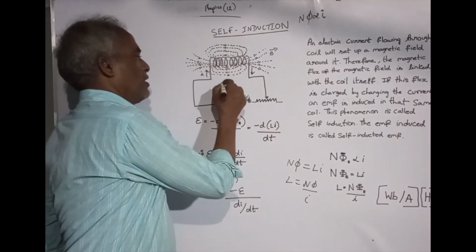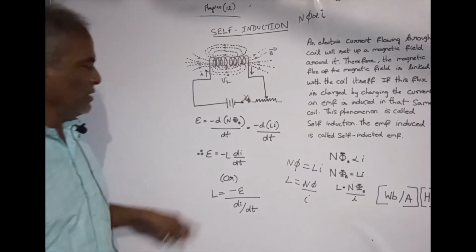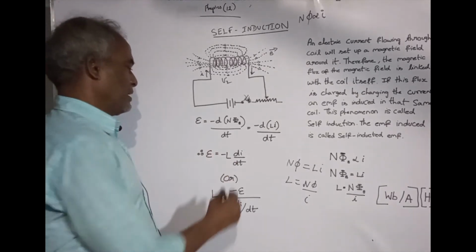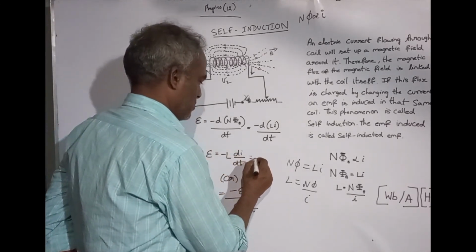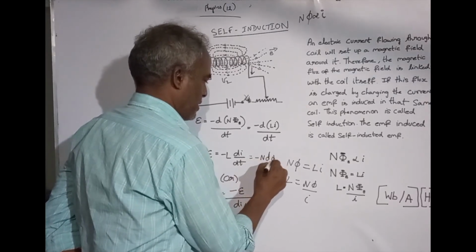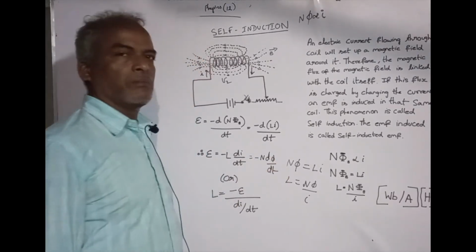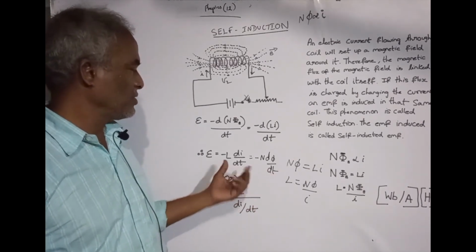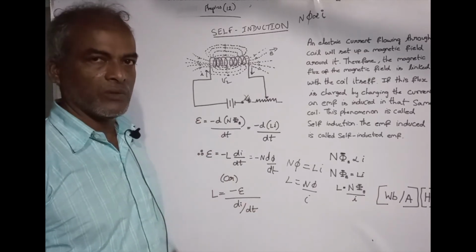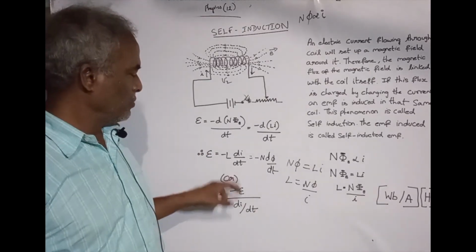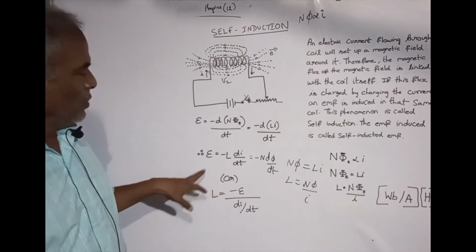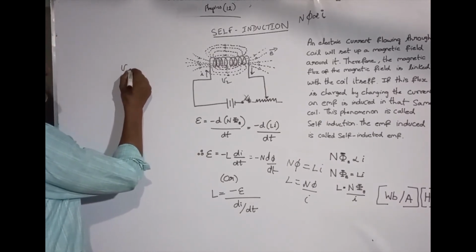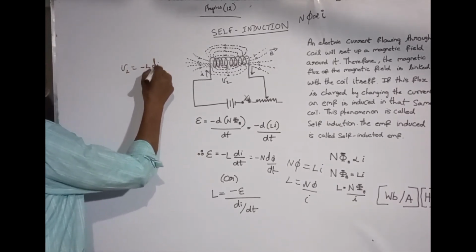So the voltage induced in this coil, V L, is equal to minus L di by dt. You can write the same thing as minus N d phi by dt also. When you deal with the magnetic field, you will be making use of this relation. When you deal with the electric field, you will be using this relation. From this case also you can find out the L value. So L is equal to the voltage across the inductor. This V means the voltage across the inductor. So V L is equal to minus L di by dt.